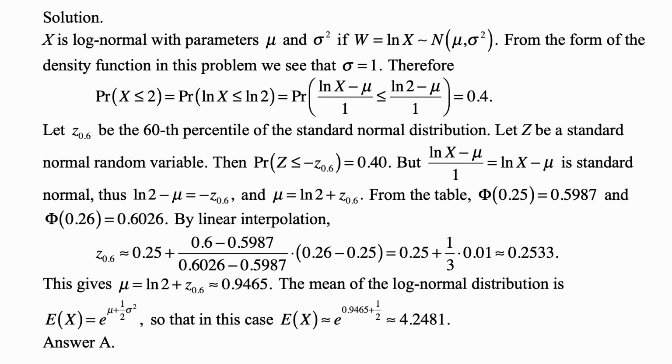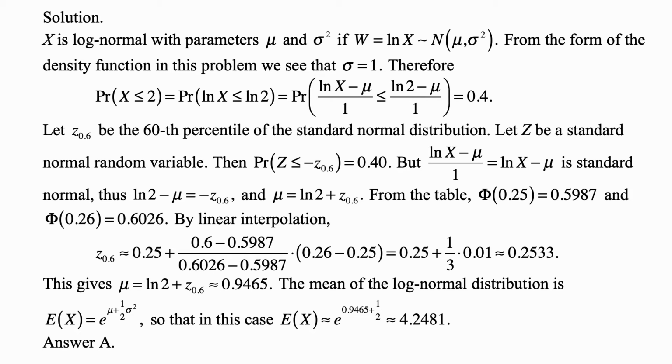Let us write z.6 for the 60th percentile of the standard normal distribution. Let z be a standard normal random variable. Then the probability that z is less than or equal to minus z.6 is 0.4, because of the symmetry of the standard normal distribution. The probability that z is less than or equal to z.6 is, by definition of the quantile, 60th percentile, 0.6, but negative that, minus z.6, is on the other side of 0, and because the probability that z is greater than z.6 is 0.4, then the probability that z is less than or equal to minus z.6 is 0.4 as well.